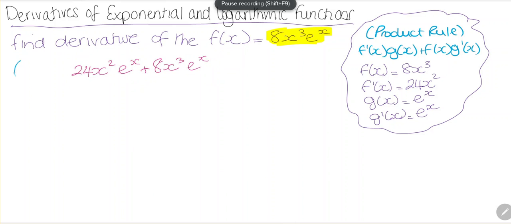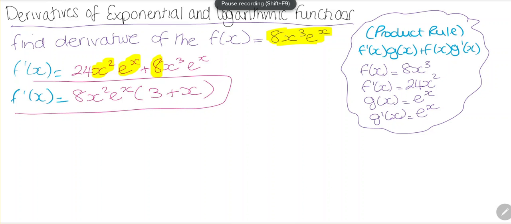So we're going to write this as f prime of x is equal, so we need to factor. So what can we factor? So our common terms, we have an 8 goes into 8 and 24. We have an x squared and we have an e to the x. So I'm going to write 8x squared e to the x. So this is going to be multiplied by 3. And then we have an x left in our x cubed. So this is going to be our final answer.